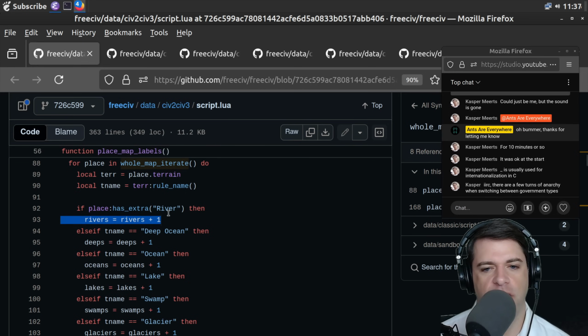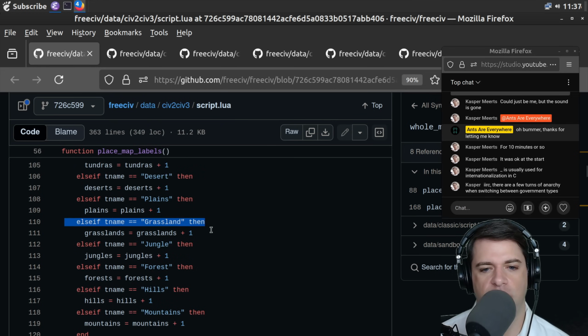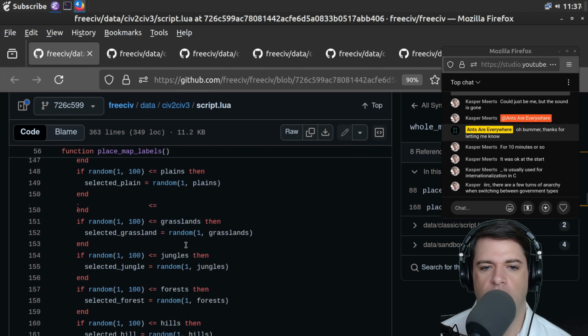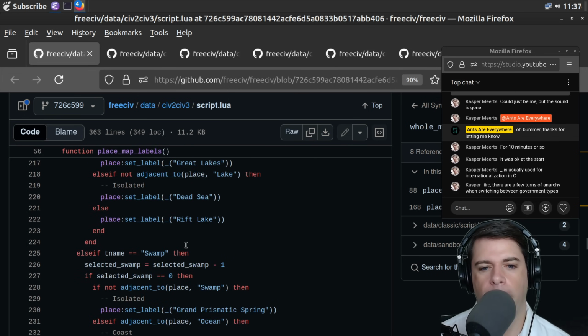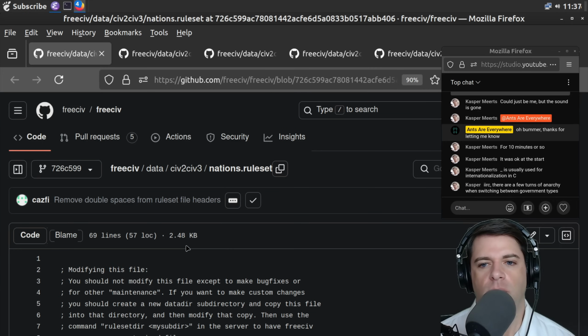I don't know what it means to have an extra river or have an extra deep ocean, etc. If terrain name is grasslands, then we're going to set grasslands to be grasslands plus 1, etc. And then we'll decide if a label should be included. And I don't know what any of that's doing, but we'll move on from here.